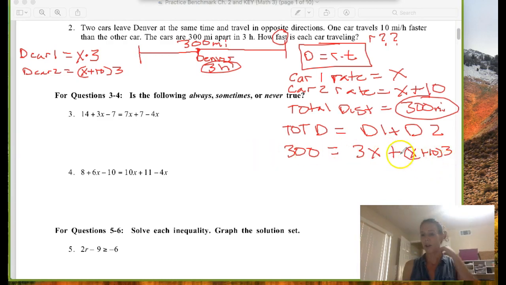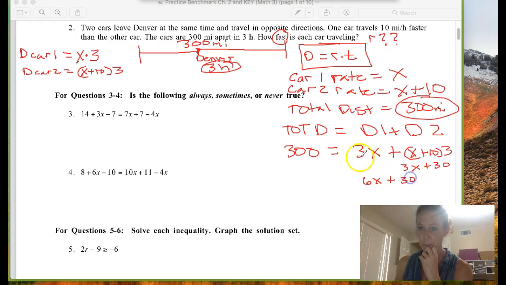So we're just going to solve this for x, and then we'll get the rate for car 1 and the rate for car 2. X was car 1's rate, x plus 10 was car 2's rate. So let's solve this. Distribute here, we're going to get 3x plus 30 when you distribute 3 to each term. Then 3x plus 3x is going to be 6x, so we'll have 6x plus 30. And that simplifies all of this. And that equals 300.